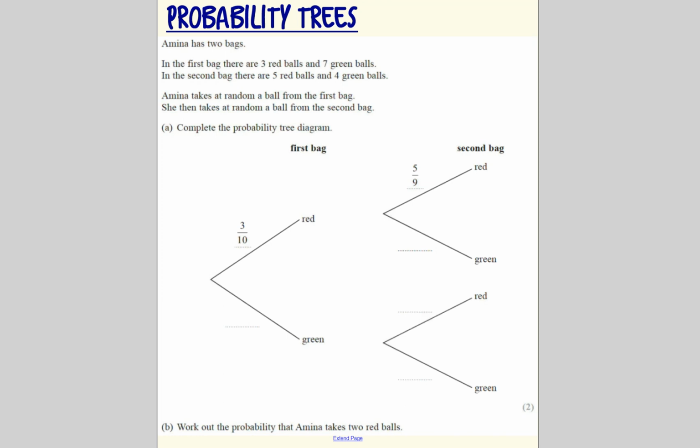We've got, what is it this time? Balls in a bag, but it's actually 2 different bags. So the first bag, we've got 3 red balls and 7 green. And in the second bag, you've got 5 red and 4 green.